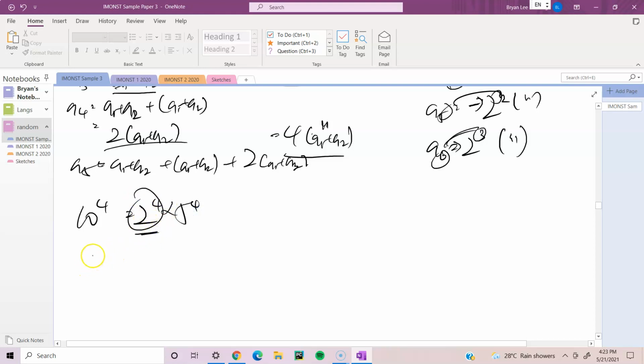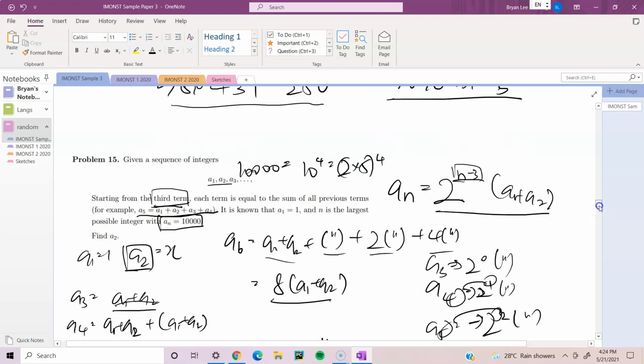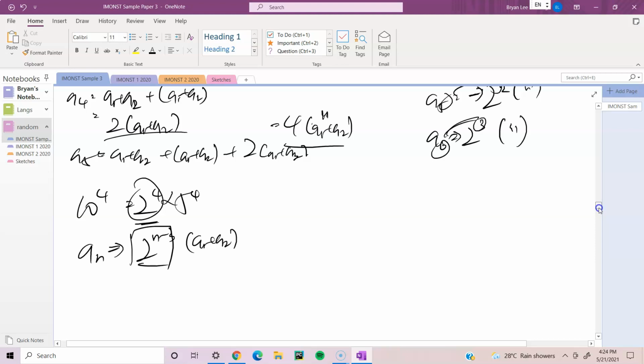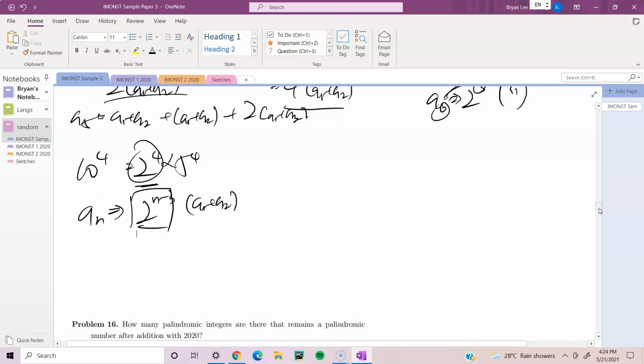So an would be 2 to the power of n minus 3 times a1 plus a2. Now, since we want our n to be a maximum, right, as shown in the question, where's the question? That's okay. We want n is the largest possible integer with an equals 10,000. So since we know that 10 to the power of 4 can be divided into at most 2 to the power of 4, our n minus 3 max is 4, and then our n max is 7, right? So a7 is equal to 2 to the power of 4.